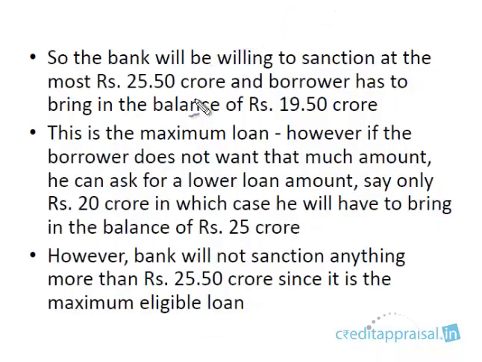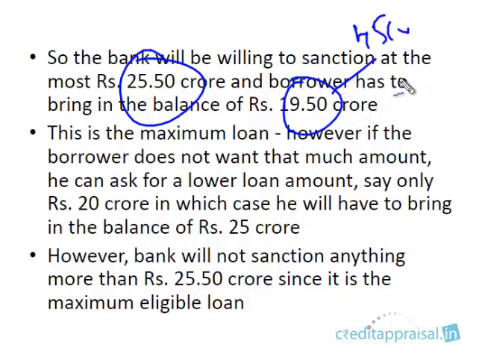In this case, the 25.5 crores is known as the term loan eligibility. So the balance of the 45 crores project cost, that is 19.5 crores, has to be brought in by the promoters as the margin. Please note that this is the maximum loan. We are speaking of this as the eligibility. This is the maximum loan that is allowed as per the bank's policy.